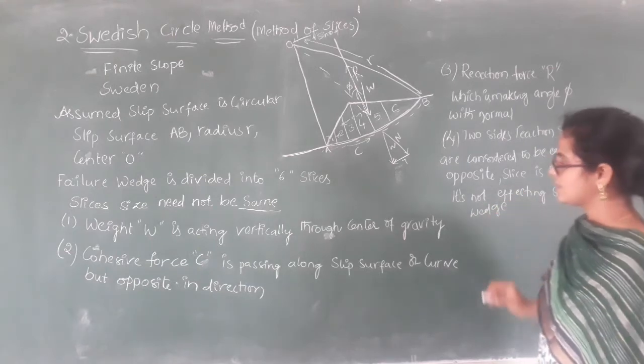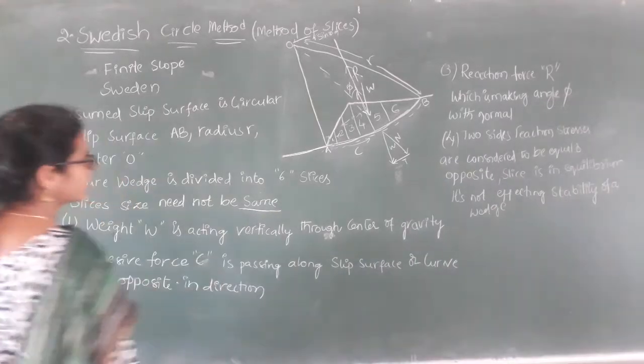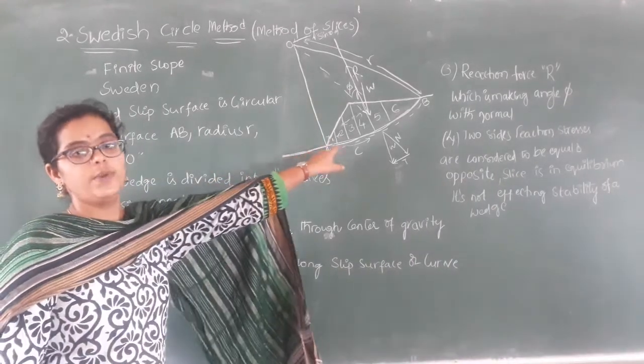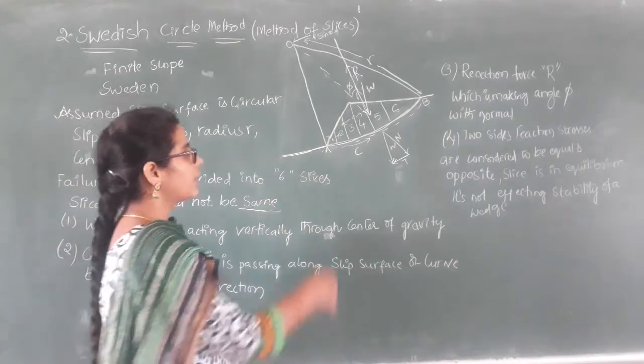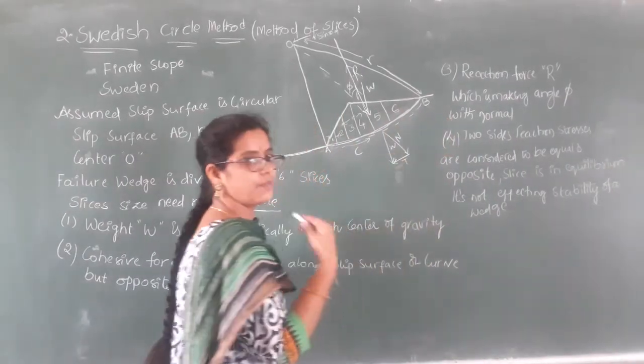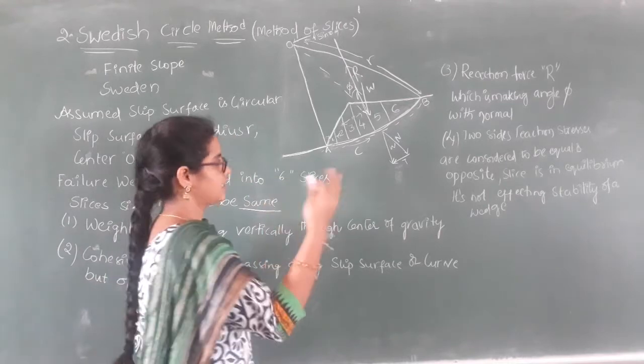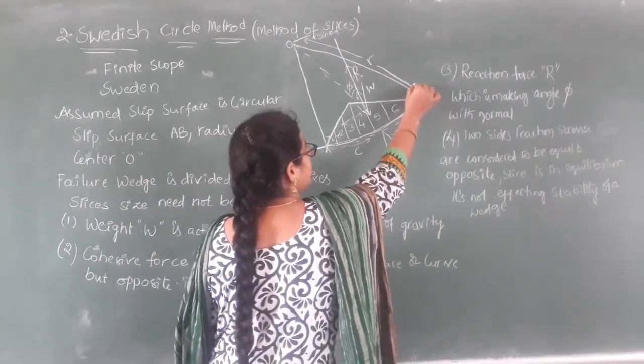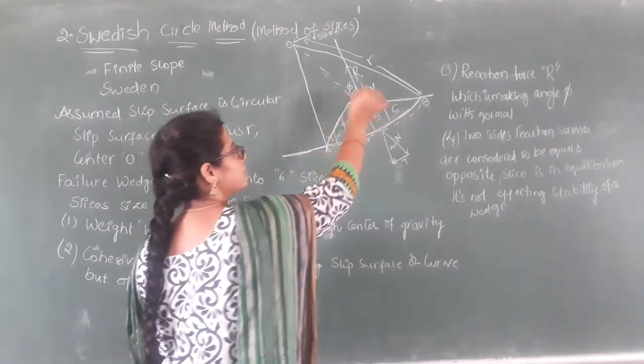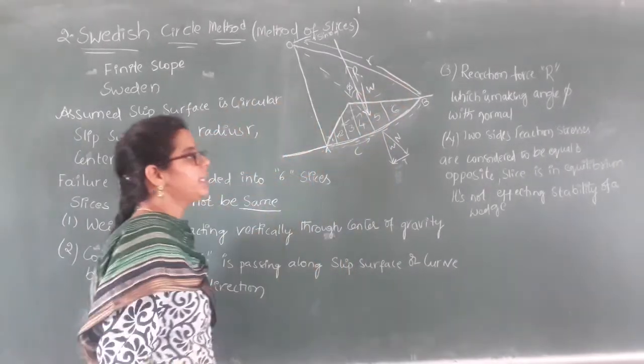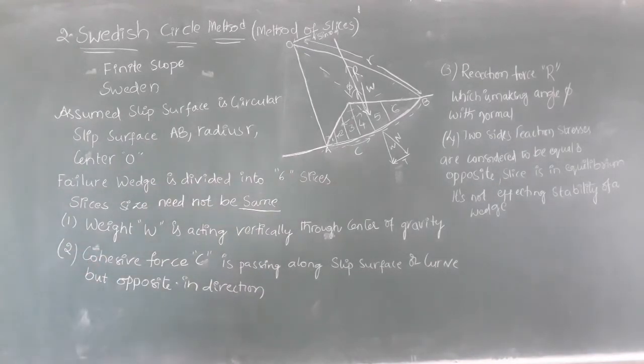See students, whatever slip surface we are assuming is trial one. We can assume many slip surfaces like this and do the analysis for each. Every method is a trial and error method. For whichever slip surface the factor of safety is less, that surface is considered the dangerous surface.